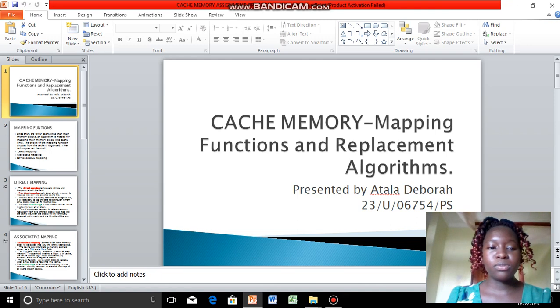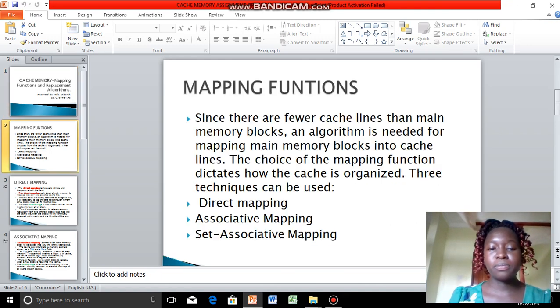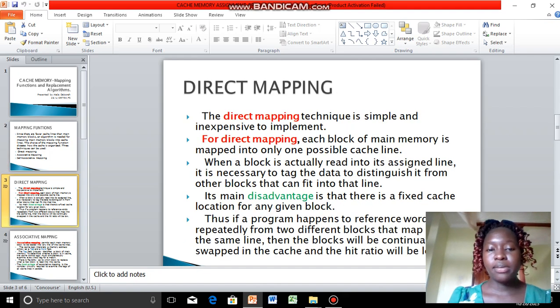So to start off, we have the mapping functions. For the mapping functions, we are going to look at three techniques that are used. Since there are fewer cache lines than main memory blocks, an algorithm is needed for mapping main memory blocks into cache lines, and the choice of the mapping function dictates how the cache is organized. So three techniques are used, like I've said. So let us look at direct mapping.